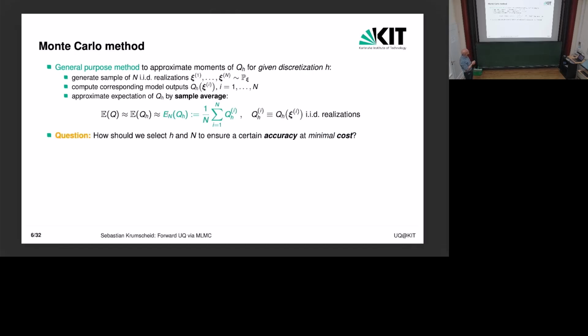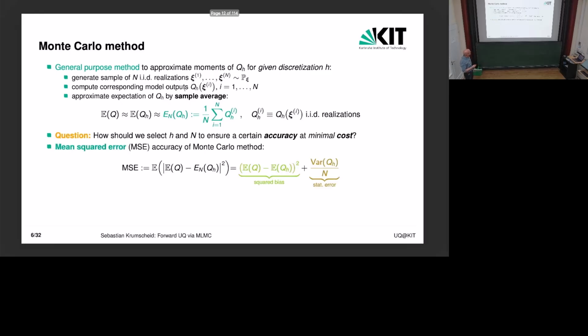So how should we choose the number of samples n, so the number of input realizations, and how should we then select h, the discretization parameter, such that we get a good result at acceptable or, ideally, minimal cost? So we quantify this through some criterion, what we mean by accuracy, and what I will stick to in this talk is the so-called mean squared error. So I'm looking into the expected squared distance to the true value, so between my estimate and the expectation.